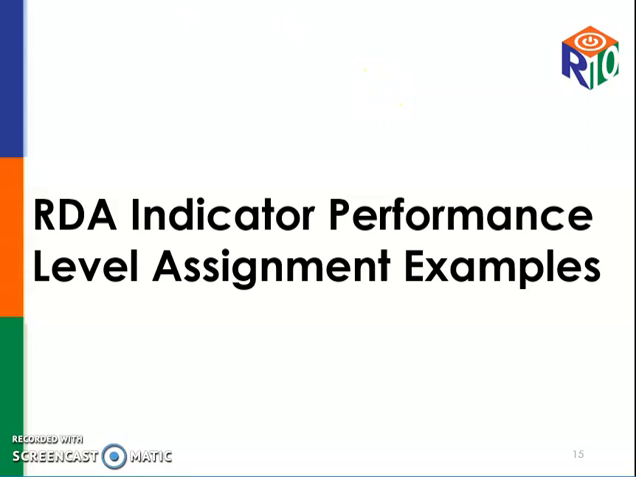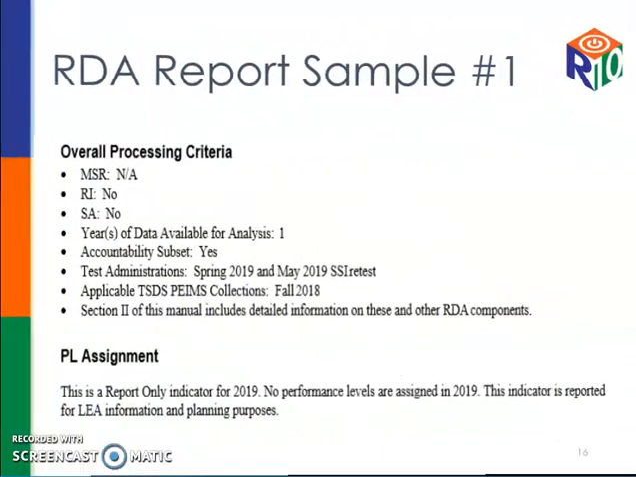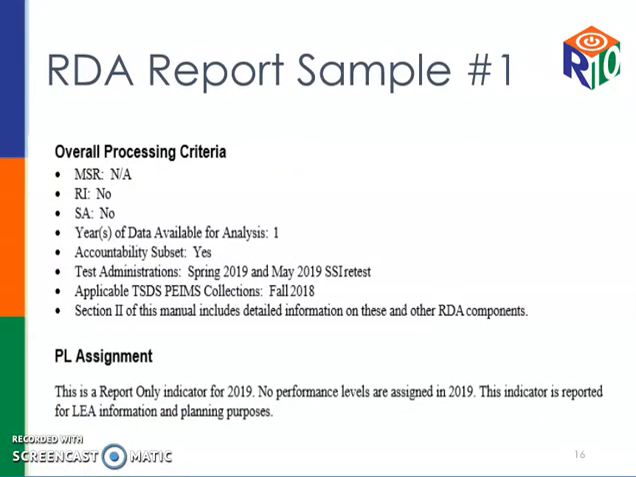Now we will review examples of the RDA Indicator Performance Level Assignment. We will begin with RDA Report Sample number 1, and this is a review of indicator number 1, and you may follow in your manual. So the overall processing criteria, you will see all the components we just reviewed. MSR says not applicable, RI is not provided, special analysis is not applied, years of data available for analysis is 1, accountability subset is yes, and then it gives you the specific test administrations.